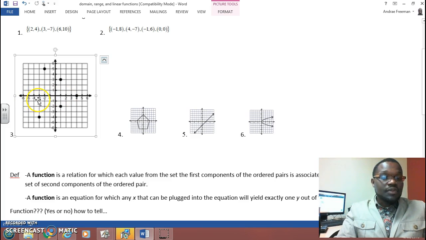It's negative 3, negative 2, 1, and 4, because on this line goes up and down forever and ever. On this line here, there's a point. This line, there's a point. On this line, there's a point. And on this line, there's a point. That's the domain. The range is the y's.